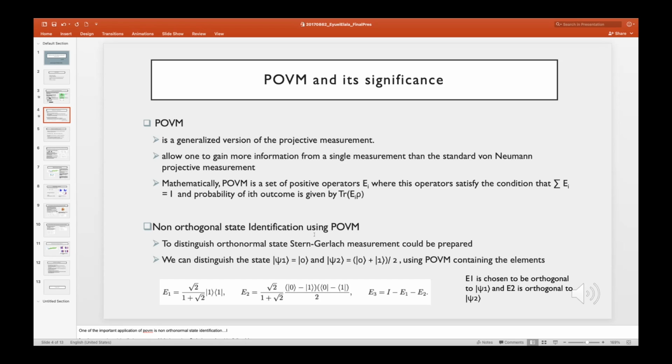For example, if you want to distinguish two non-orthonormal states, and you design, for example, a Stern-Gerlach measurement, you might not always be accurate. But if you do the POVM measurement, you might be able to identify correctly, though there might be some cases where you get inconclusive results. So that's one problem where POVM measurements could have an advantage: distinguishing non-orthonormal states.